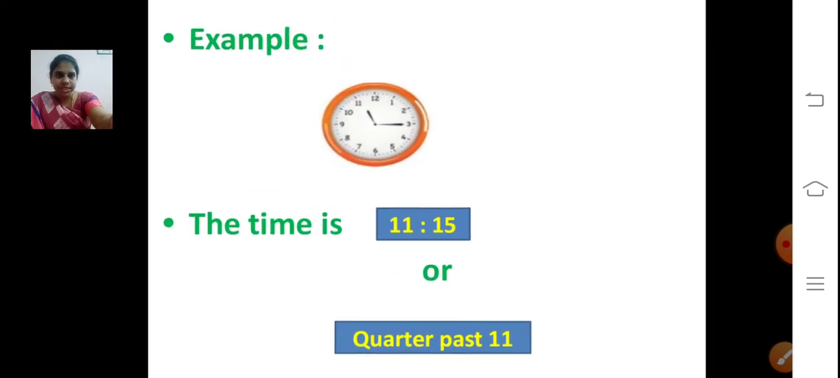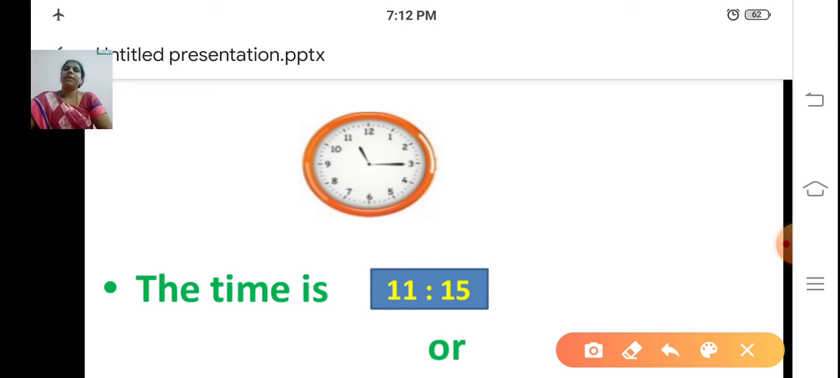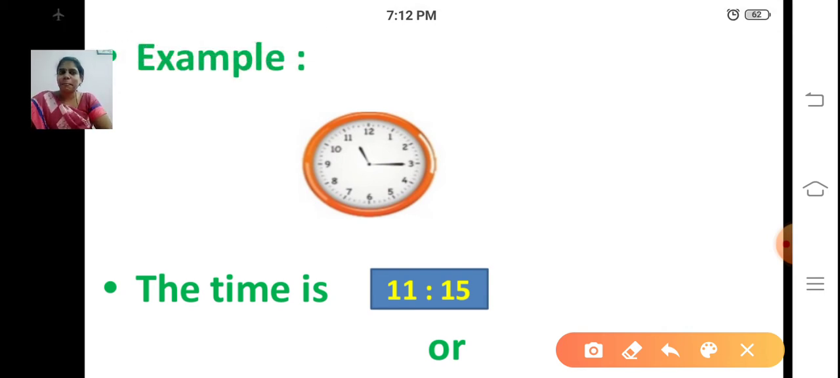Now just see this time. Now tell me what is the time in this? See the time and tell me. First, how will you write the time? First we'll write the hours, right? Now see, where is the smaller hand? Where is the hour hand? It is at 11. It has crossed 11. So the time is 11. And see the minute hand. Where is it? The longer hand is at 3.